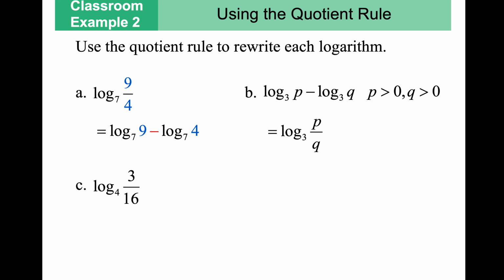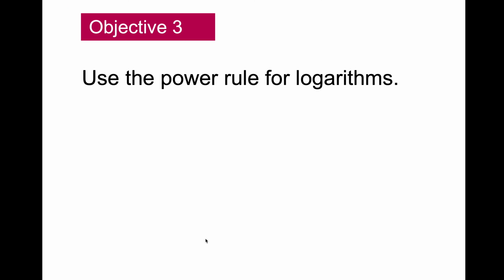And in C, I'm going to make that into an expansion, but I see 4 and 16, and I know that 16 is a power of 4. So I'm going to rewrite that as log base 4 of 4 squared. So the log base 4 and the 4 are going to cancel, and I'm going to be left with 2.